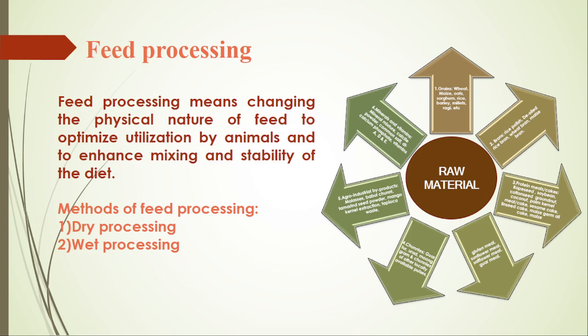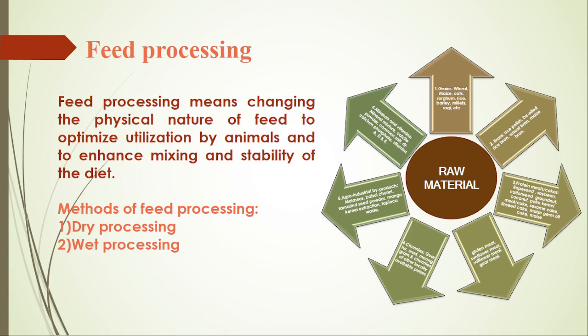Then vitamins are also used as a raw material, and these vitamins are like vitamin A, vitamin D and vitamin E. So these are the raw materials which are used to make the processed food. When we talk about the methods of feed processing, we have two types of methods, and those are dry processing and wet processing. What is meant by dry processing?